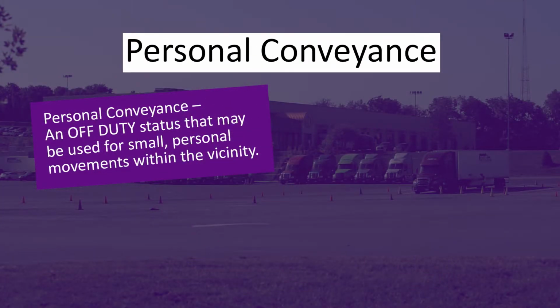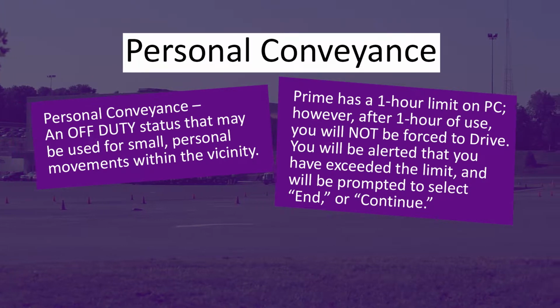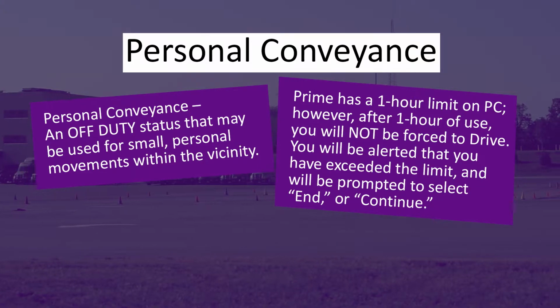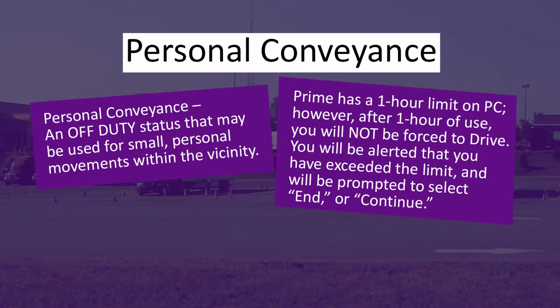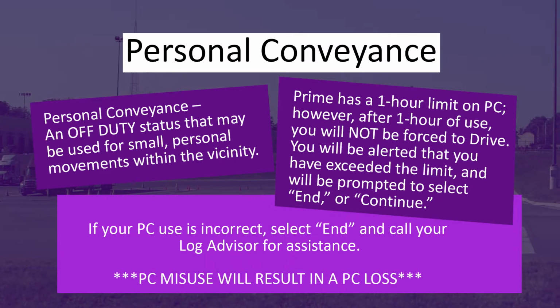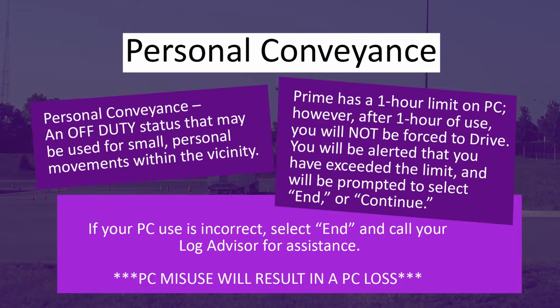Personal conveyance is an off-duty status that may be used for small personal movements within the vicinity. Prime has a 1-hour limit on personal conveyance. However, after 1 hour of use, you will not be forced to drive. You'll be alerted that you have exceeded the limit, and you will be prompted to select End or Continue. If your PC use is incorrect, select End and call your log advisor for assistance.